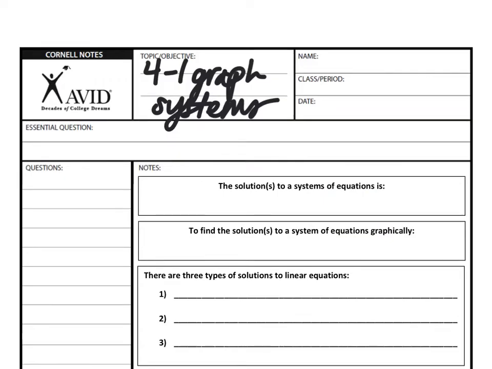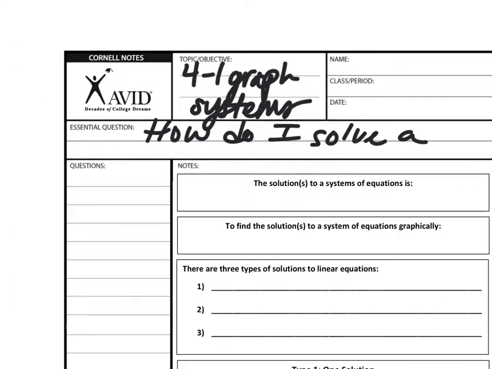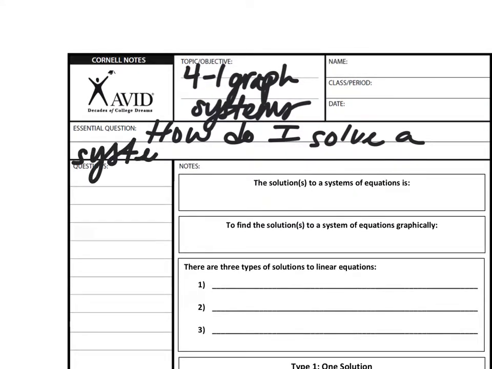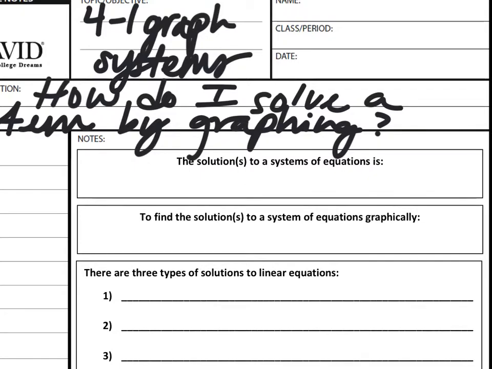Potential question: how do I graph a system? Or, how do I solve a system by graphing? First off, the solution to a system of equations is the x and y. That's not clear. It's a point, right? Because it's where the lines intersect. x, y, that makes all of the equations true.